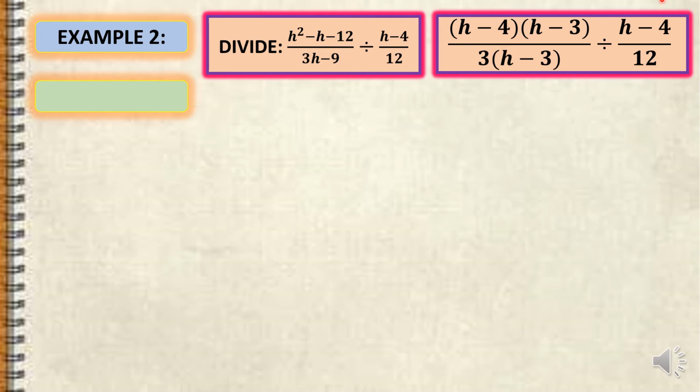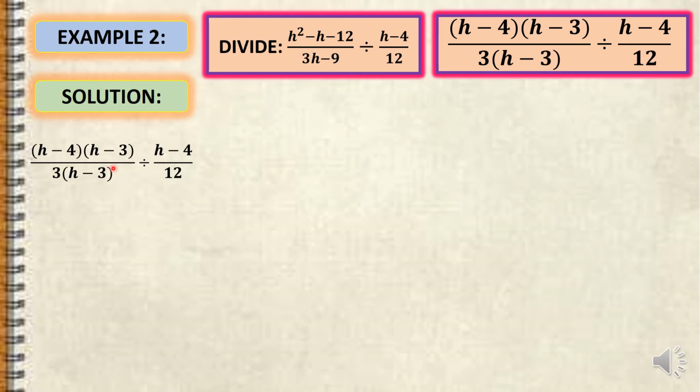Okay, so let's proceed. Here's our solution. To continue, you have now this part. Again, apply natin, just copy the first one. Then you have h minus 4 times h minus 3 over 3 times h minus 3. So kinopya lang natin.